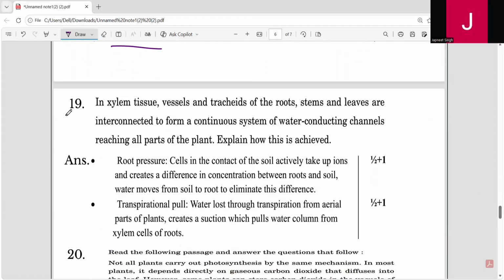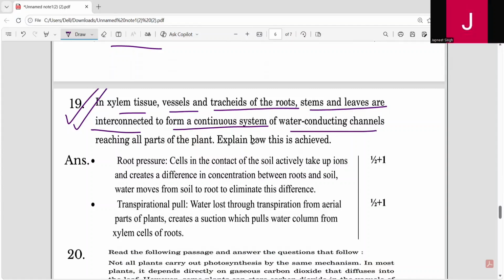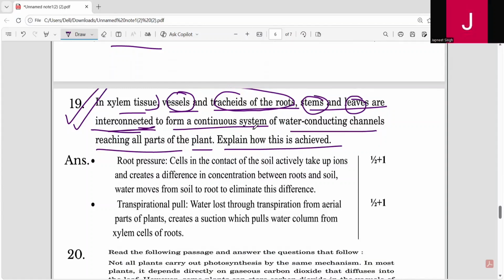19th question, very important. In xylem tissue, vessels and tracheids of roots, stems and leaves are interconnected to form a continuous system of water conducting channels, reaching all parts of the plant. Explain how this is achieved. We have to explain. There are two main phenomena which are happening here. One is root pressure, one is transpiration pull.